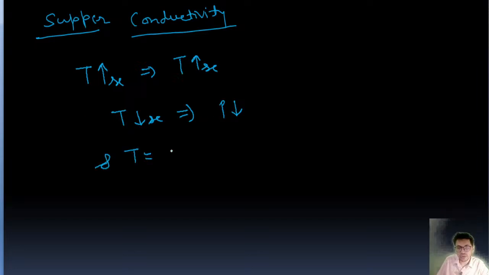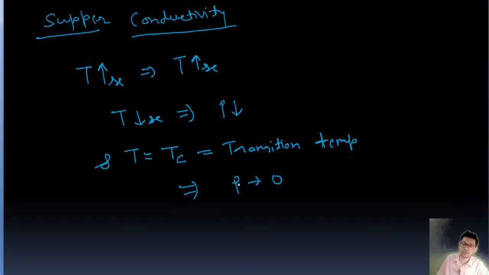And at a certain temperature, T equal to Tc, that is called critical temperature or transition temperature. So what is happening is, in the conductor, if we decrease the temperature, the resistivity is also decreasing. At a certain temperature, that is T equal to Tc, what we have seen is the resistivity suddenly becomes 0 or tends to 0. It means the conductivity becomes infinite, and that is called superconductor.